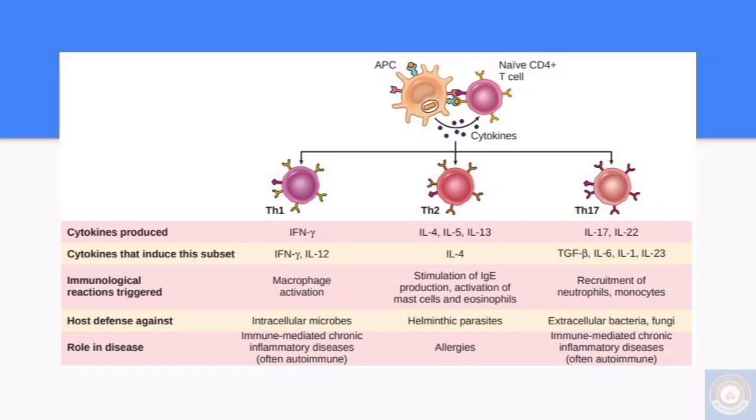Similarly, if the cytokines produced are transforming growth factor beta, interleukin 6, 1, and 23, the effector T cells that are produced are Th17 cells, which will secrete cytokines such as interleukin 17 and interleukin 22, which help to recruit neutrophils and monocytes and fight against extracellular bacteria and fungi.